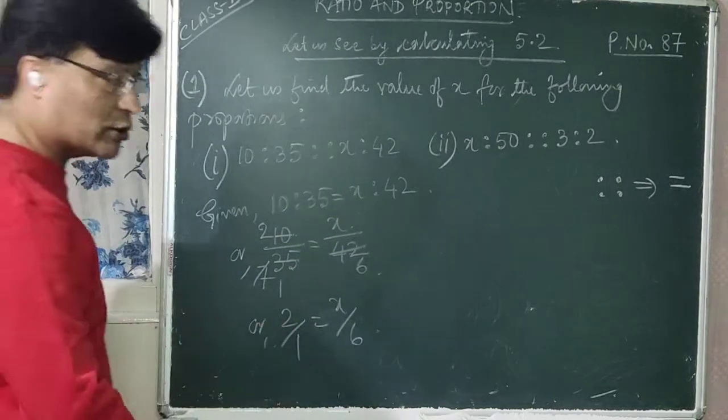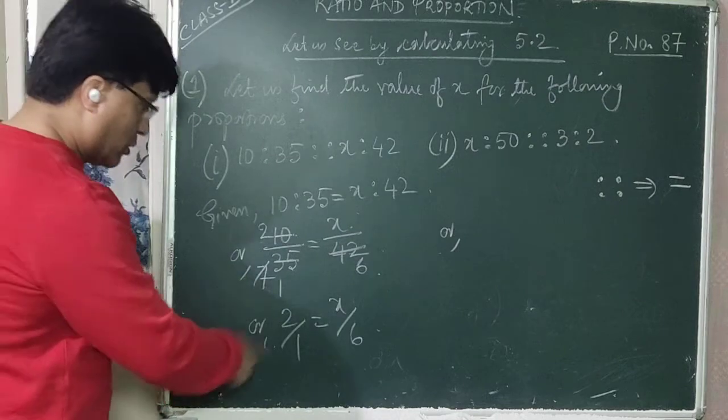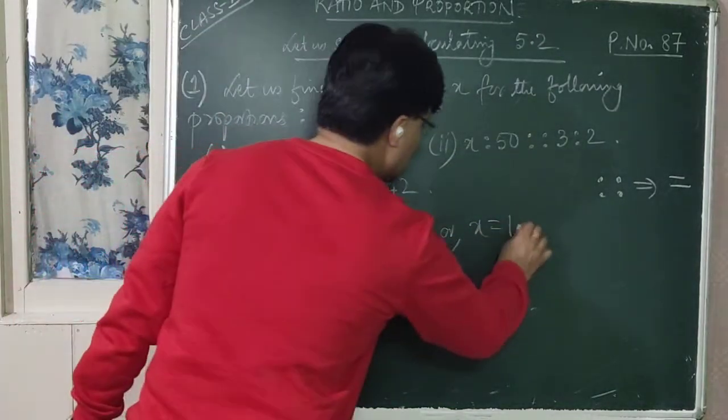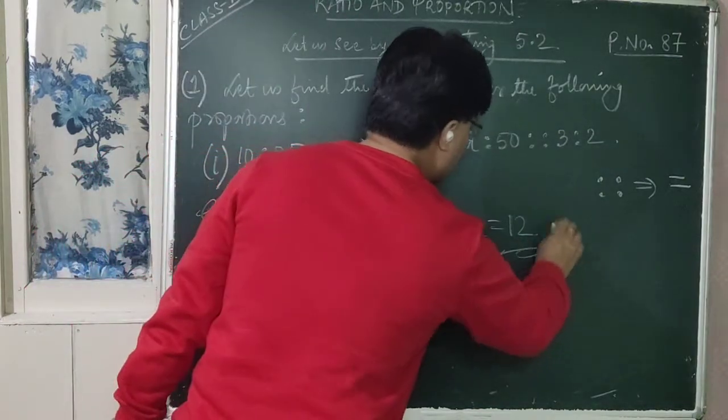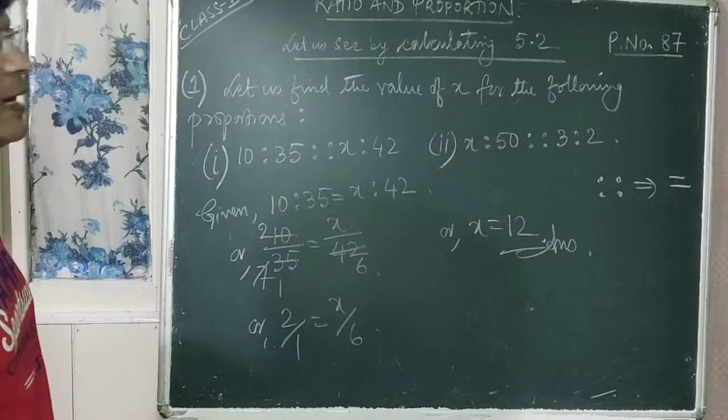So now we can do cross multiplication. Cross multiply: 1 into x, x is equal to 2 6s are what? It is 12. That means what is the value of x? So x is equal to 12. So that is your answer.